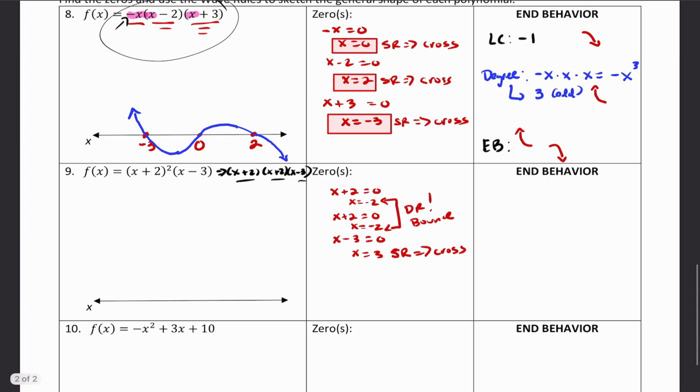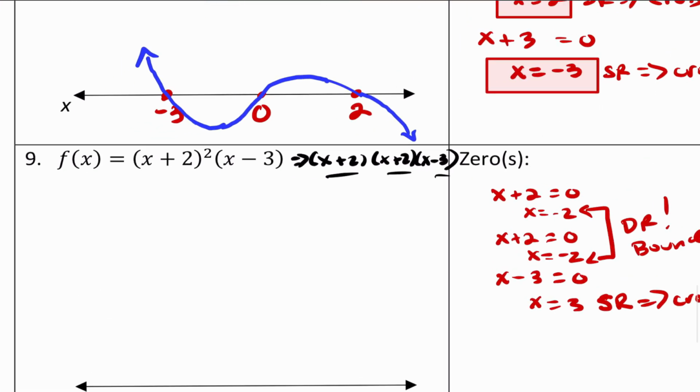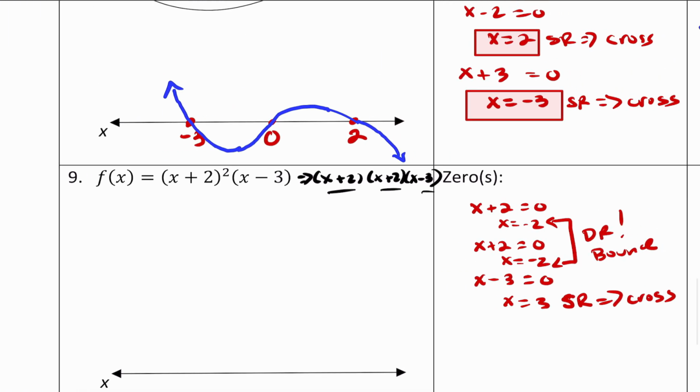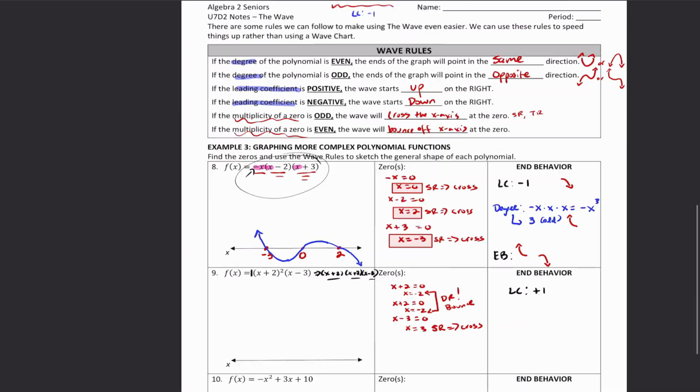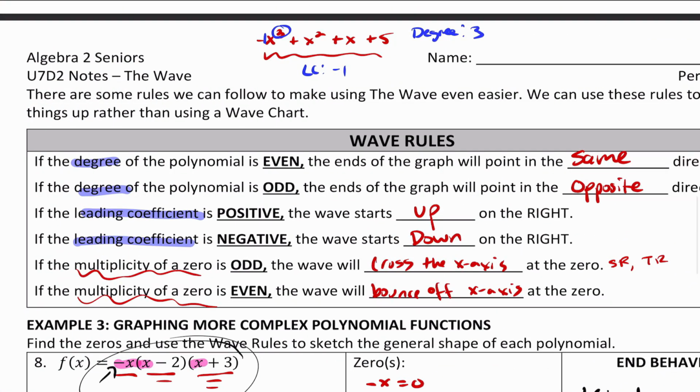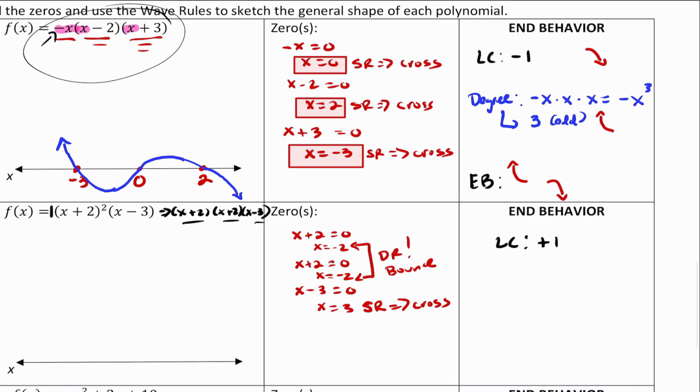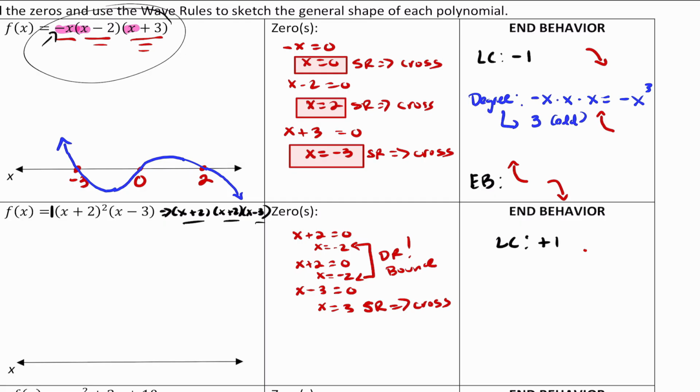So, leading coefficient. This is already factored. If you wanted to FOIL this, you're more than welcome to. But our leading coefficient is a +1, okay? So our leading coefficient is +1. What does that mean? Well, we are going to start up on the right. So it should look like this.